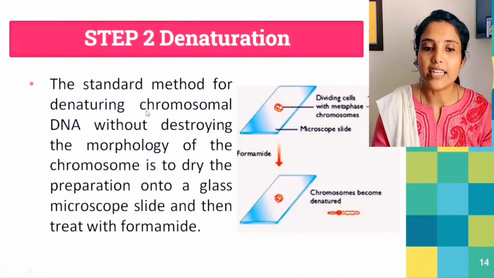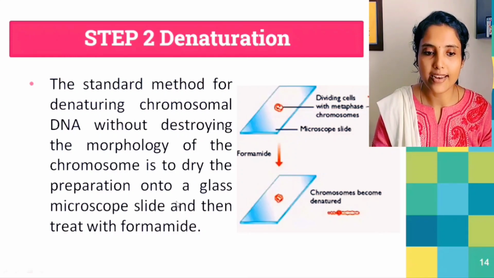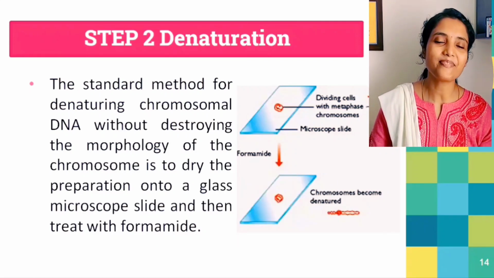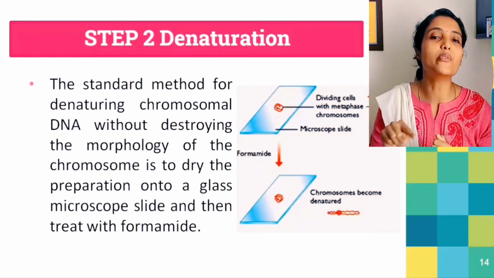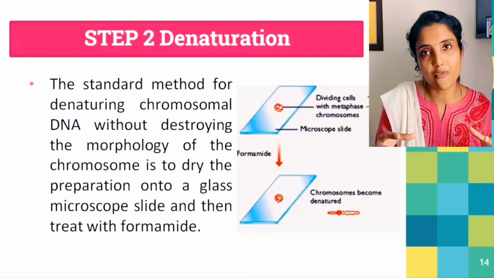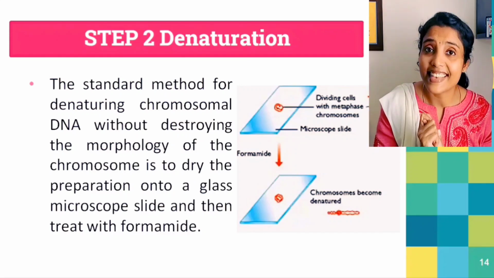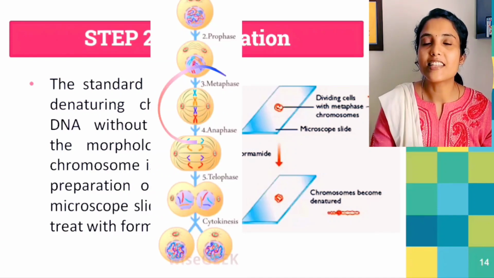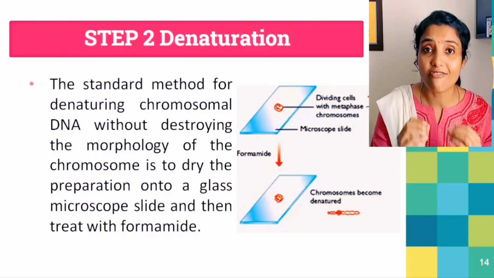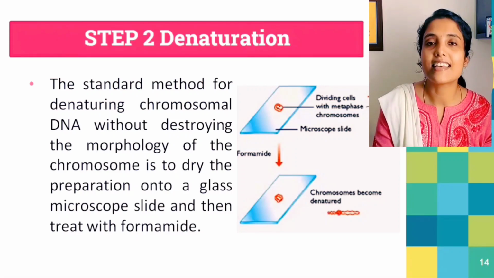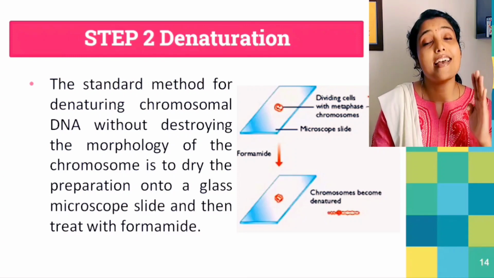Now, the standard method for denaturing chromosomal DNA without destroying the morphology of the chromosome is to dry the preparation onto a glass microscope slide and then treat with formamide. We want the DNA to get denatured, but we do not want the shape of the chromosome to be disturbed. First of all, you select cells which are at the metaphase stage, because at that time your chromosome is very tightly bound and has its most defined shape. So you fix those chromosomes onto a glass slide, dry it up, and then treat it with formamide.